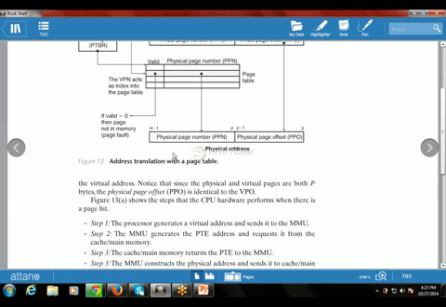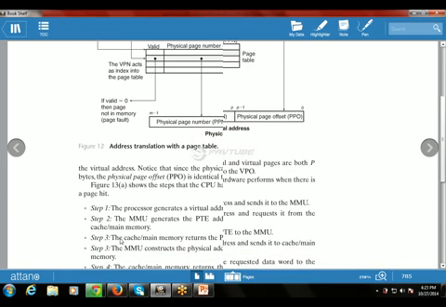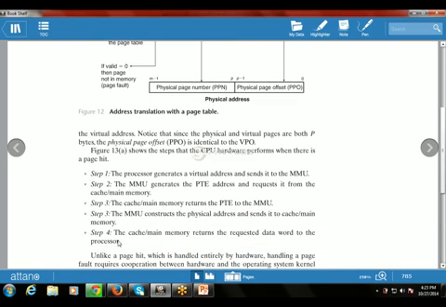This figure shows the steps that the CPU hardware performs whenever there is a page hit. Page hit means the page is available in the memory. And the page fault or the page miss is that the page is not available in the memory. We have to fetch the page from the virtual memory. These are the steps for how to perform the operations with the help of the cache memory and the CPU.